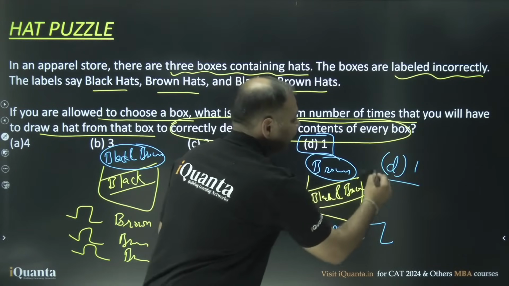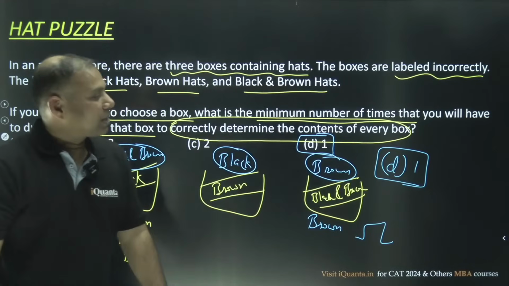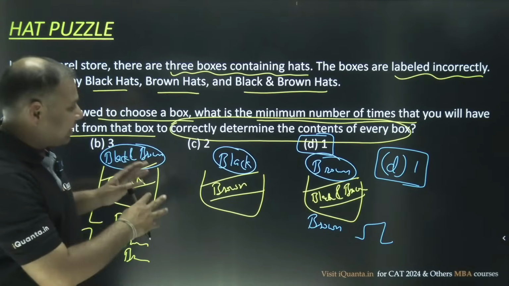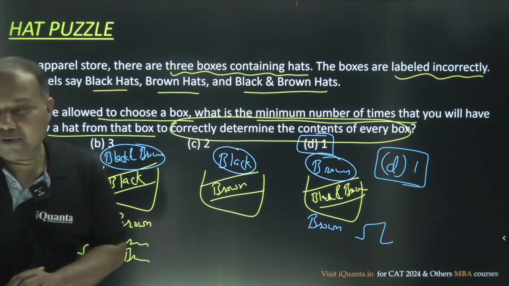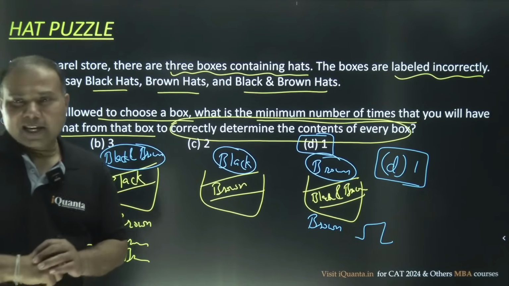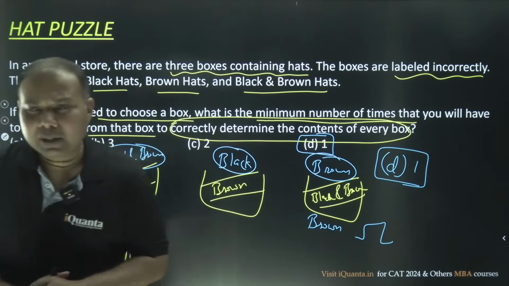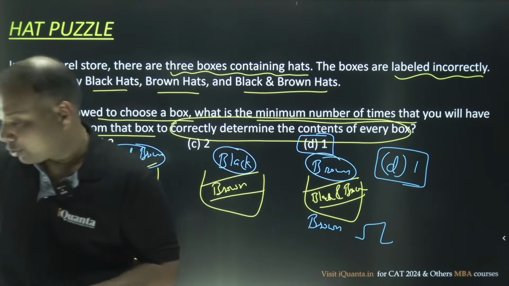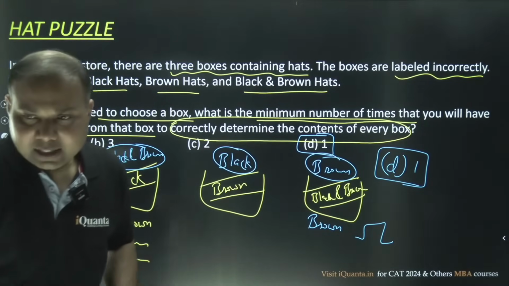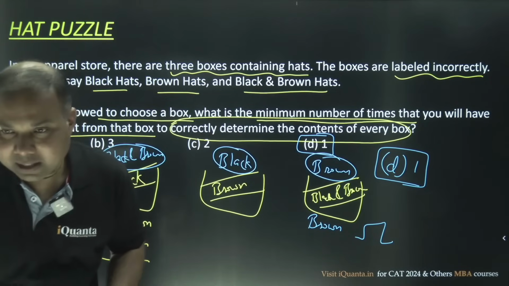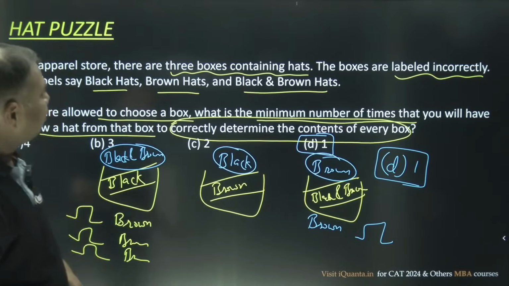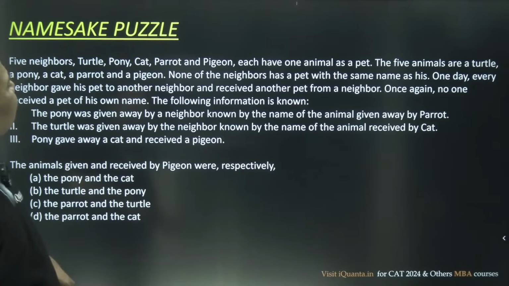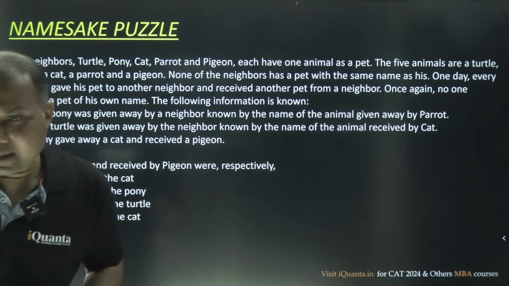So only one hat needed to be taken out to determine the content of every box correctly. I hope this is clear. There are many more things to do, and we'll be doing them in further sessions. For today we'll stop here, and if there's any doubt or comment, you can tell me. There are some more questions we'll be discussing next time. Many different types of puzzles are there, various puzzle books are there.